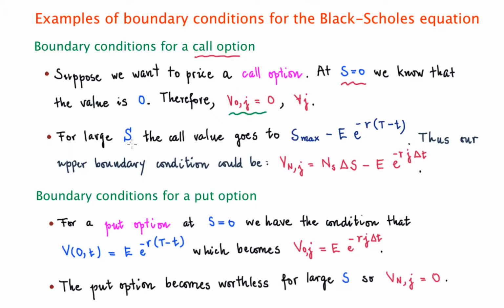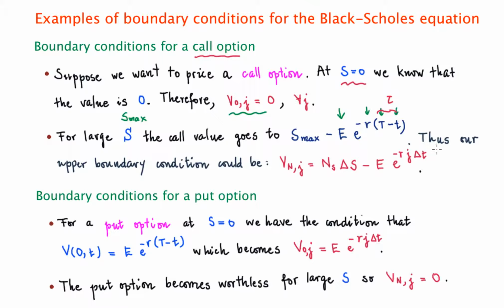Then going to the other side, for large S, it means that we are going to exercise the option for very large S, for which the maximum one is going to be S max. So the value of the option at any time will be given by this one. Basically, it is S max minus the discounted exercise price. E is going to be the exercise price. Remember, r is the interest rate, capital T is the maturity time, and small t is the time at which we are evaluating it. Remember that this T minus t here is what we have called tau.